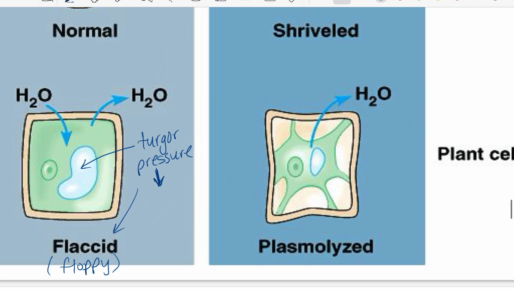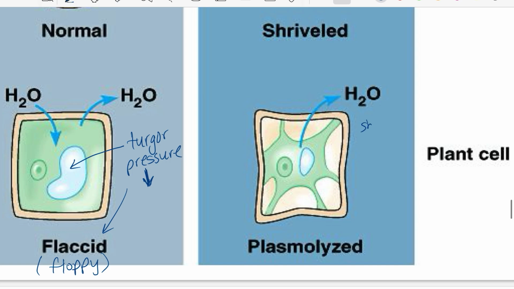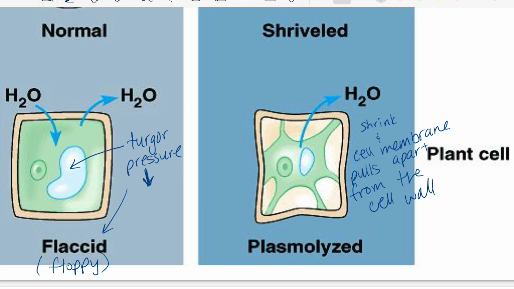Plant cells, though, they shrink, and the cell membrane pulls apart from the cell wall. Okay, and that's called being plasmolyzed. That's called being plasmolyzed. Or the process is called plasmolysis.